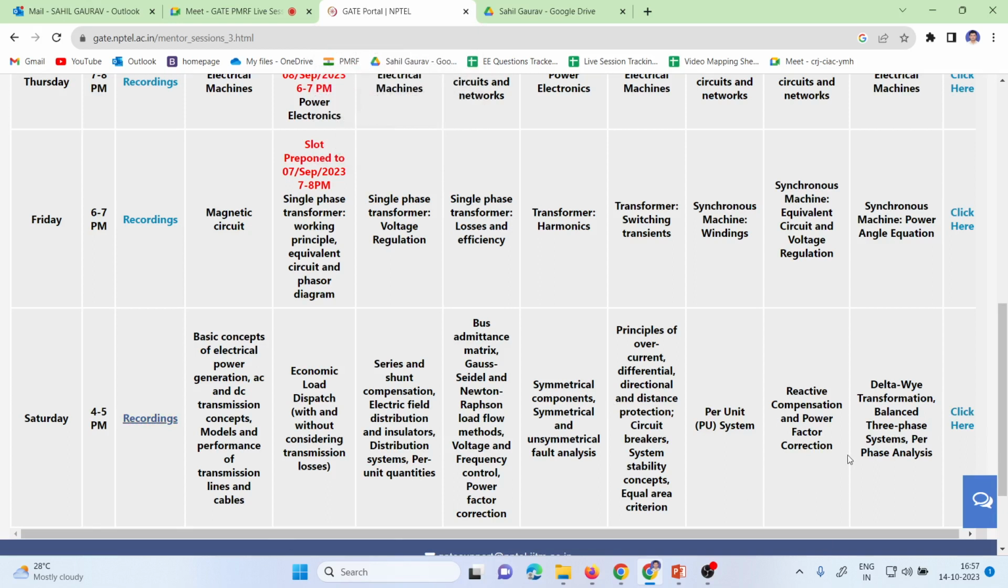And in the next session, we will see the per phase analysis of three phase system.